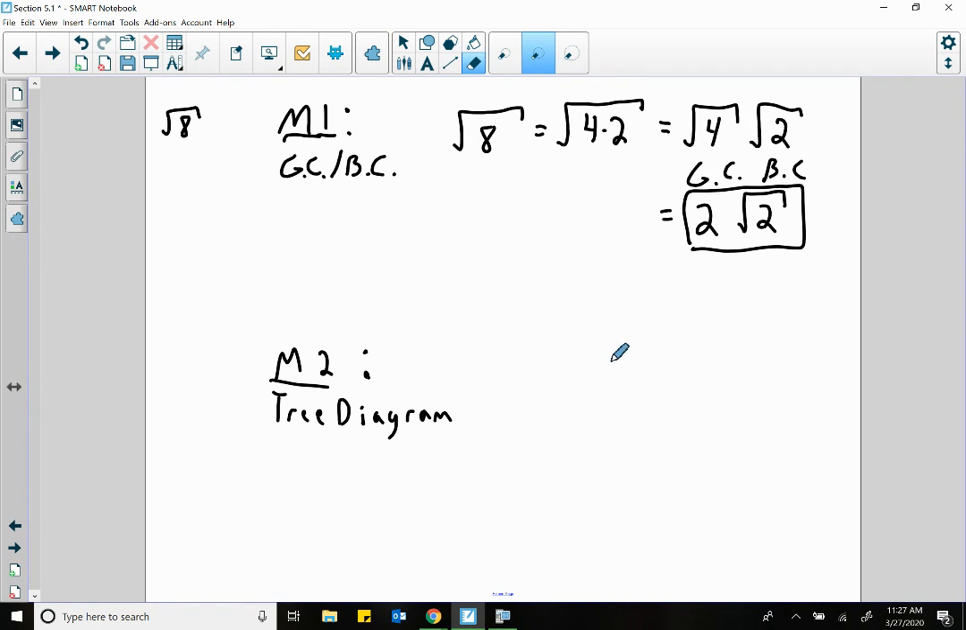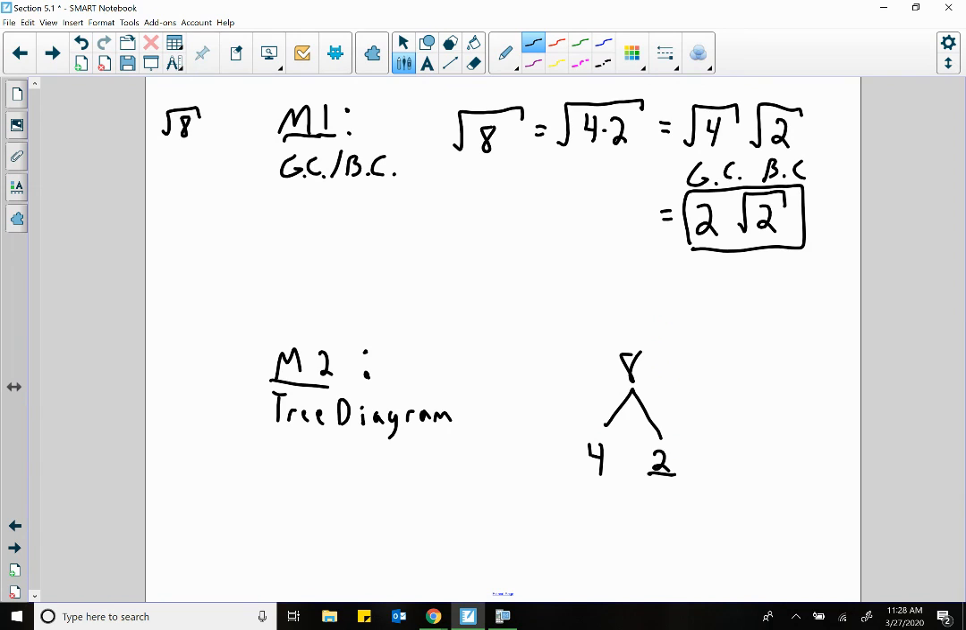Okay, so we're going to take 8, and I call this a tree diagram because you're going to break it up into its prime factorizations. So we're going to make a prime factor tree. So what times what gives me 8? Well, that's 4 times 2.